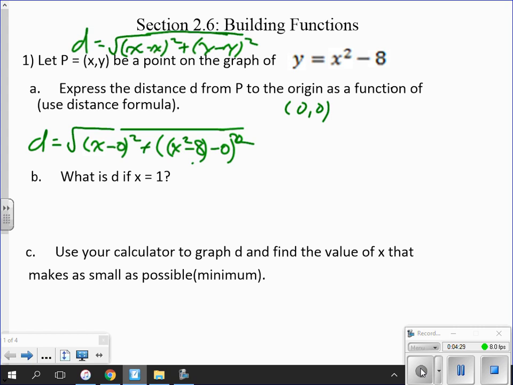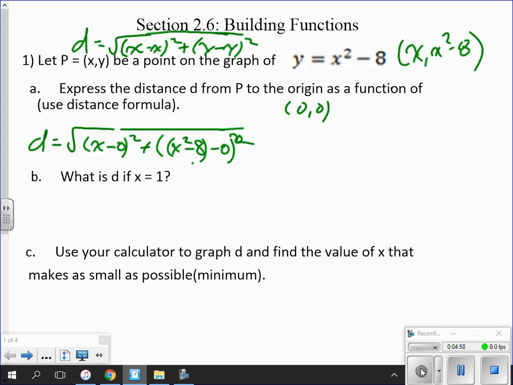Because what is any coordinate that's on that graph? Any coordinate on this graph, any xy coordinate is x, x squared minus 8. That is what any coordinate on that graph is. Because what's y? y is x squared minus 8. So any xy point is x, x squared minus 8. That is any coordinate upon that graph. That is my x and my y.